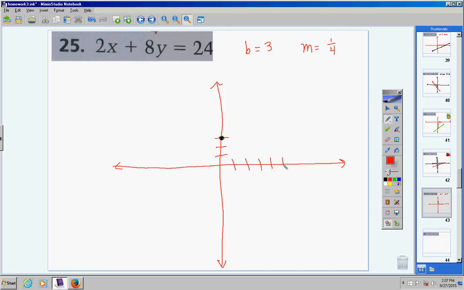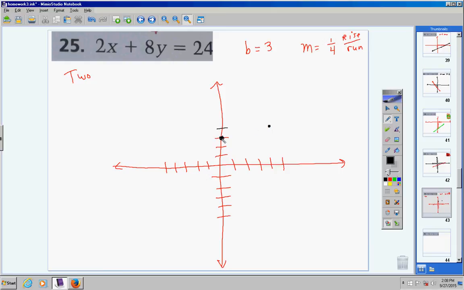Now if you'll think about it for a second, students, the rest of it really is just kind of common sense. In order to draw a line or graph a line, you need how many points? 2. Well, so far, I have how many points? 1. Well, if I know the slope of the line is 1/4, that means I have a rise of 1 and a run of 4. So from this point right here, I can rise 1 and run 4. So I'm going to go up 1, then over 4. 1, 2, 3, 4. So there we go.